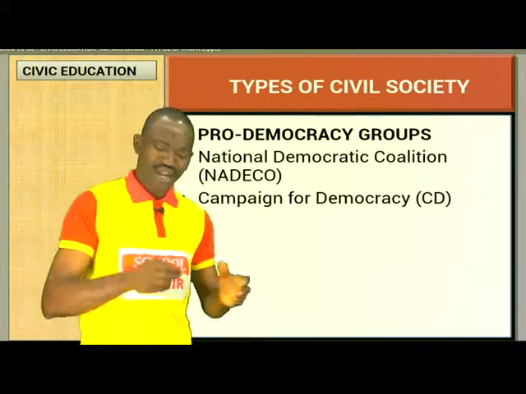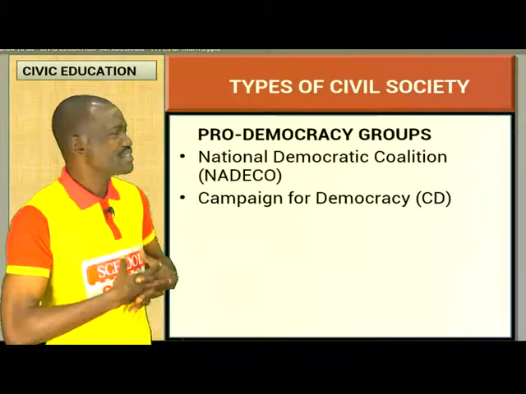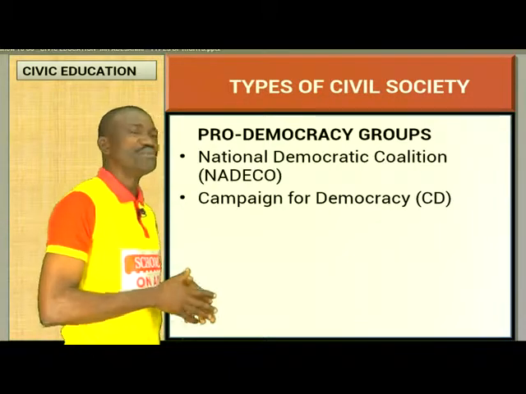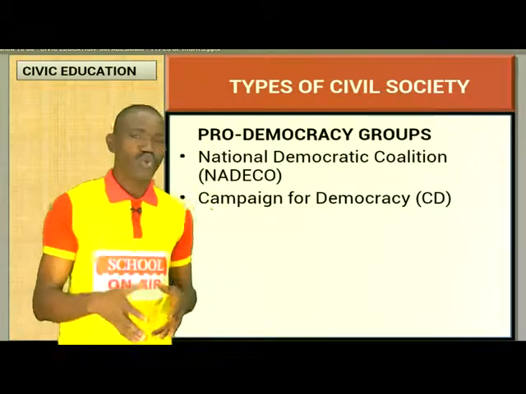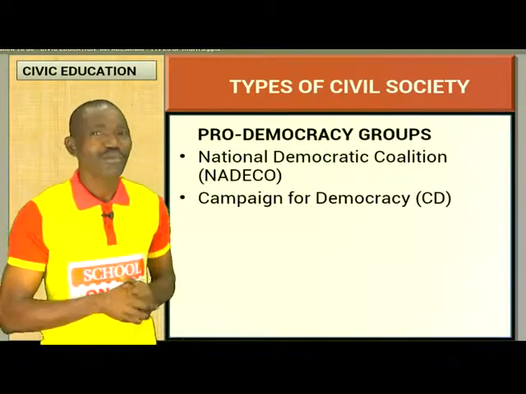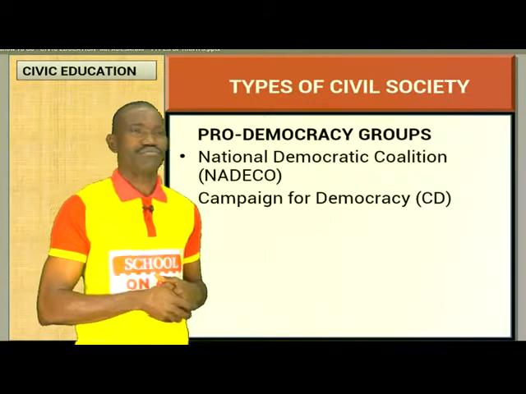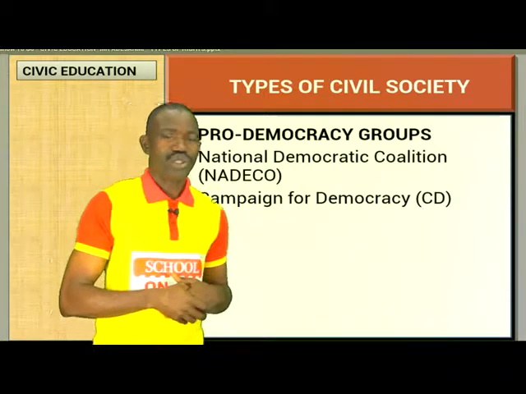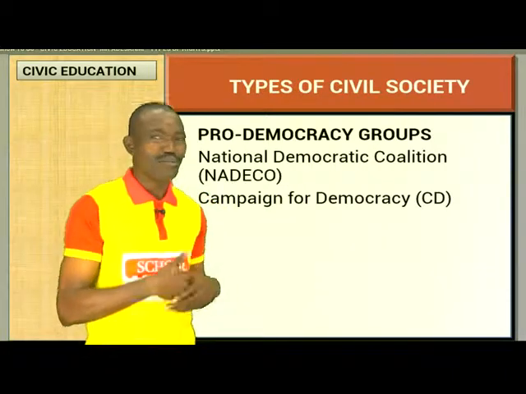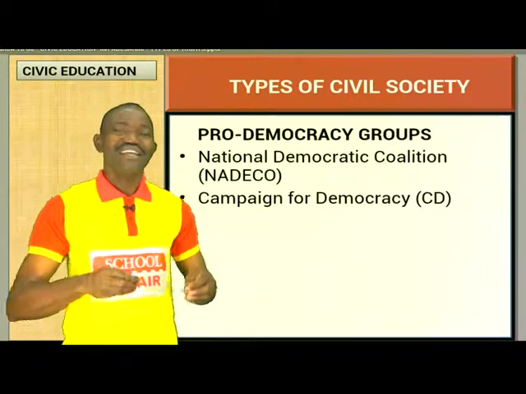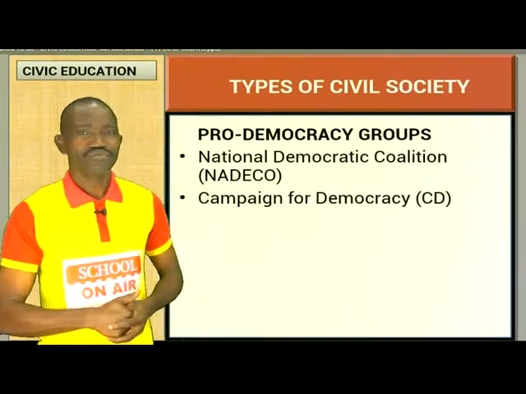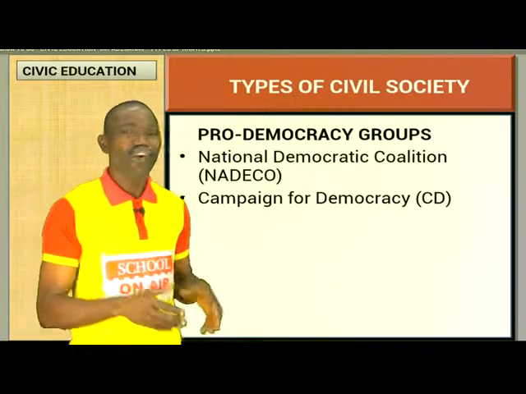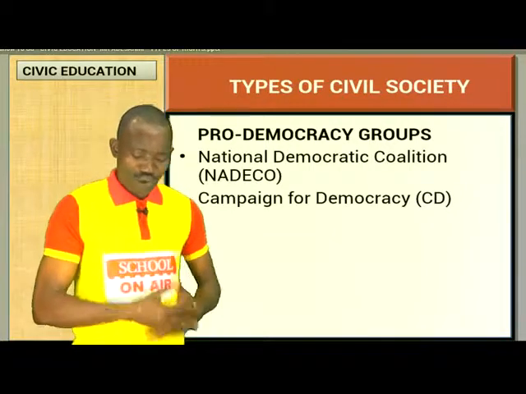Number 2, the second category is the pro-democracy groups. Pro-democracy groups. What do they do? They make sure that democratic principles are followed to the letter. They act as watchdogs on government whenever they are going anti-democracy. They educate the public on the advantage of democracy, on the evils of other forms of government rather than democratic form of government.